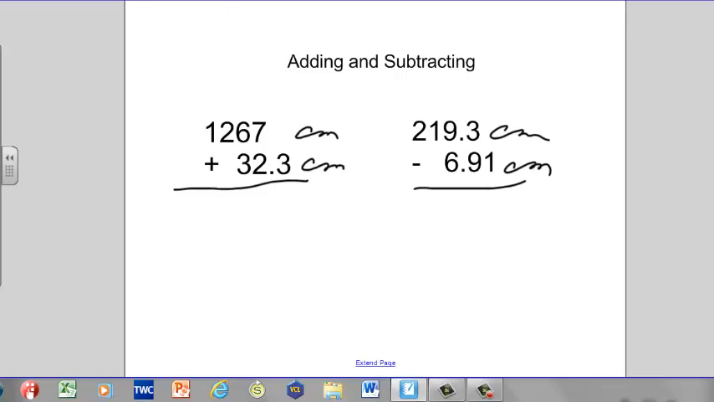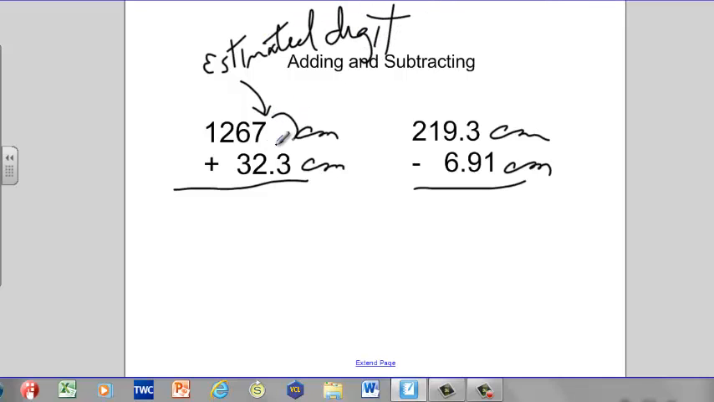Because remember, this 7 is your estimated digit. That's your estimated digit. You have no idea what this number is at all. You have no idea what that number is at all. You can't say it's a 0. You don't know what it is. You cannot add this question mark and this 3 together. You can't do it. So all you can do is ignore the 3 and add from there. 9.912 centimeters.